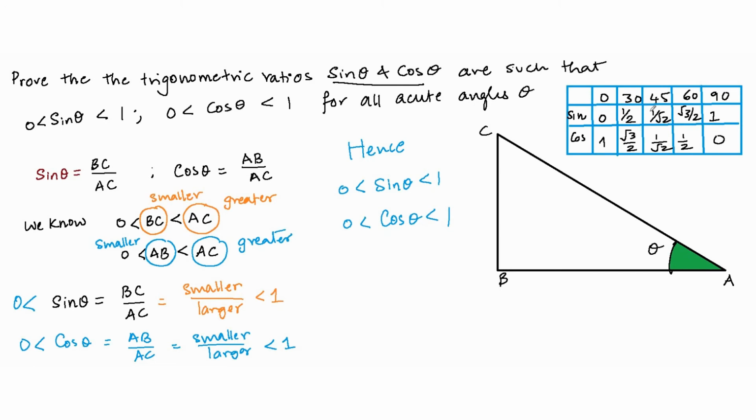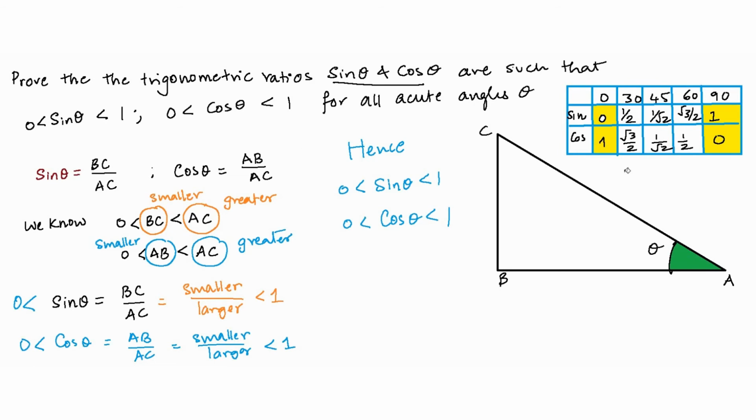So this was the table for sine and cos. If you see, the value of sine increases from 0 up till 1 as the angle increases from 0 to 90, whereas cos decreases from 1 to 0 as you increase the angle from 0 to 90. But all these values are definitely between 0 and 1.